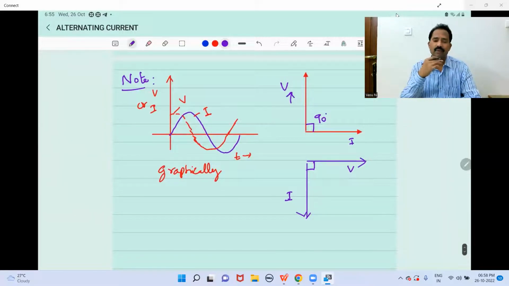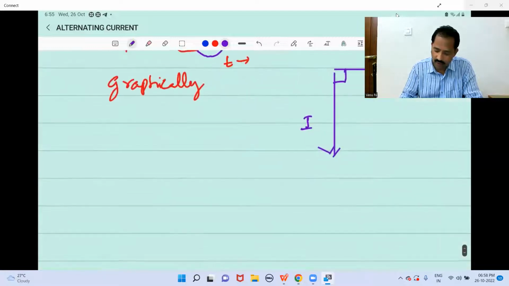So this is how we can represent the variation graphically and vectorially. So this is vectorial representation.